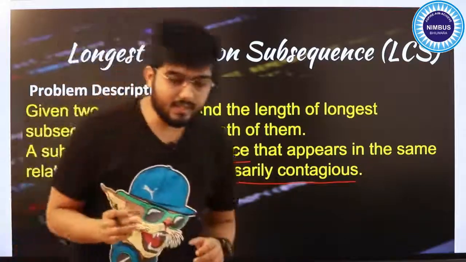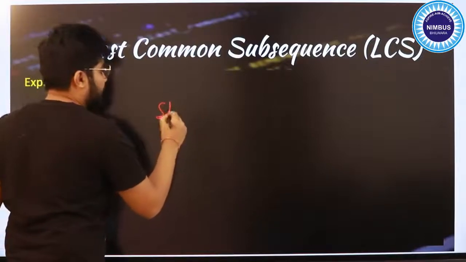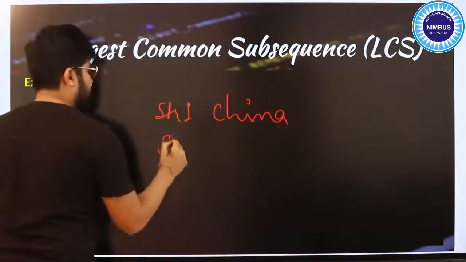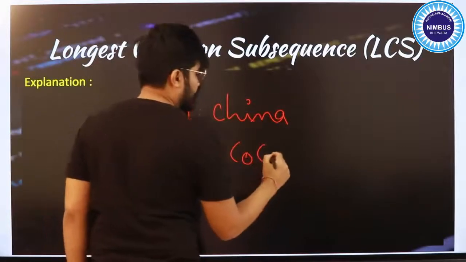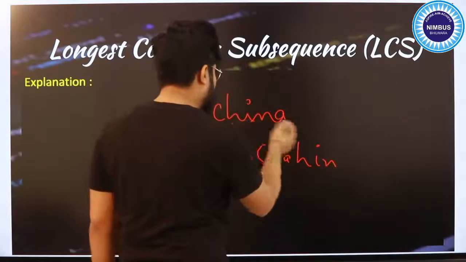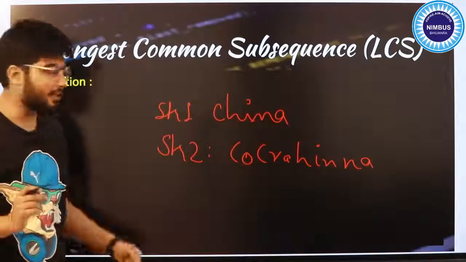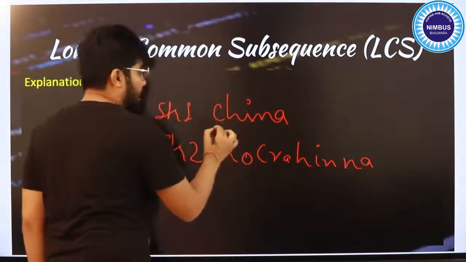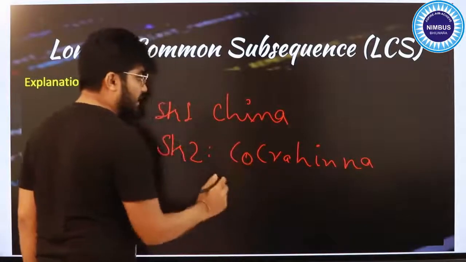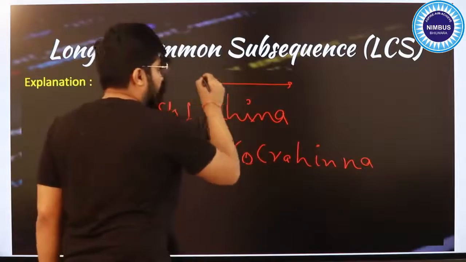That means, basically, let's take an example, it's easier. Suppose you have string one as, let's say, China, and string two as C O C R A H I N, so that will be C H N and N A. So this is given to you. Now you have to see what the subsequence is that is the same in both these things. So the subsequence is a sequence, so you have to go in the same order, either from left to right or from right to left. So let's look from left to right once.